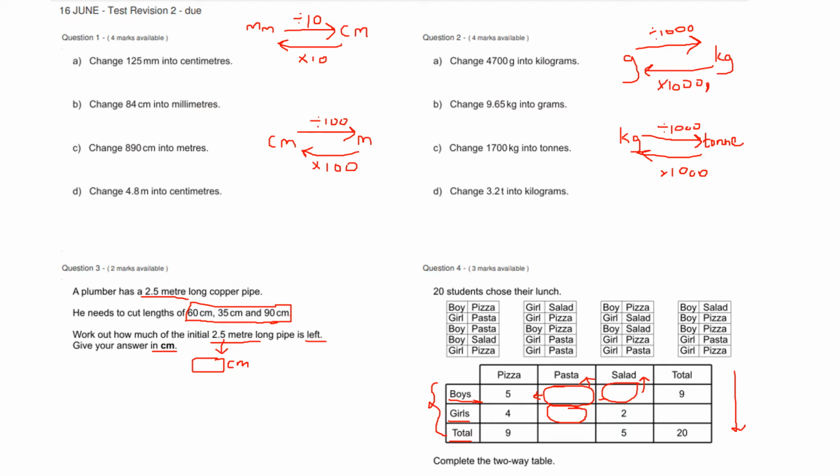And then this totals bit here, we just work that out by adding up this one and this one. So add those together to see what the total having pasta is. And the same for this total box. You just need to add together this one, this one, and this one to see what the total number of girls is.